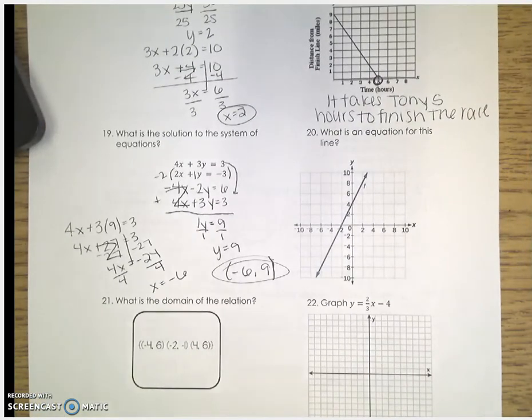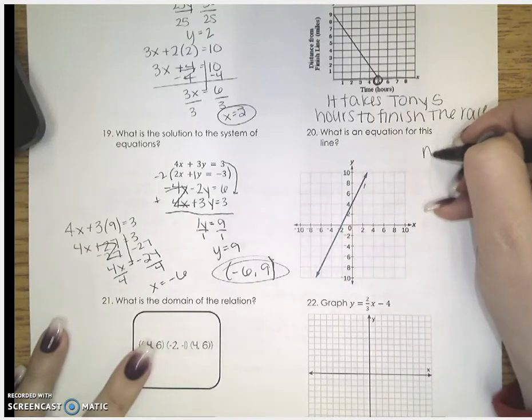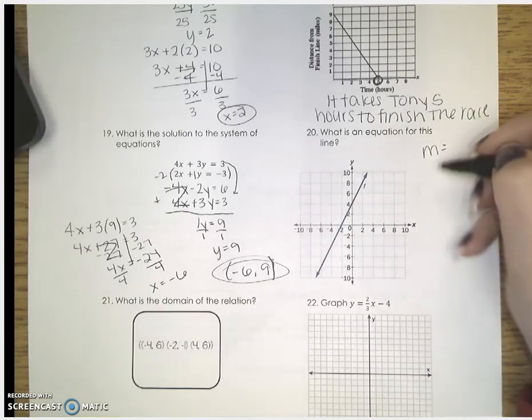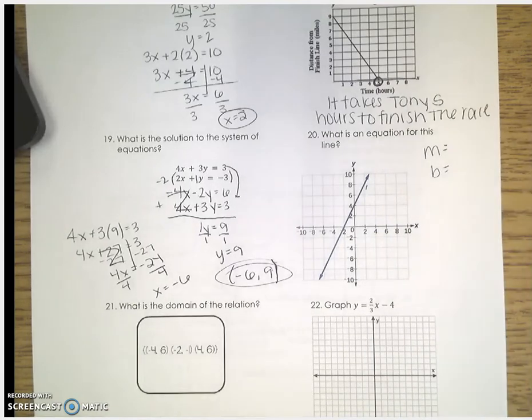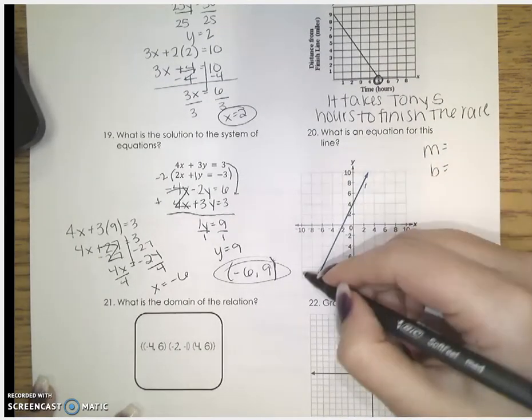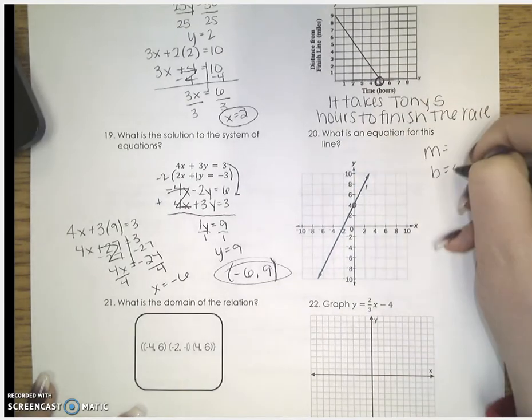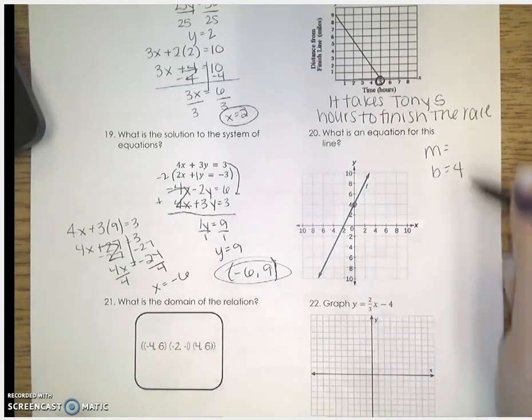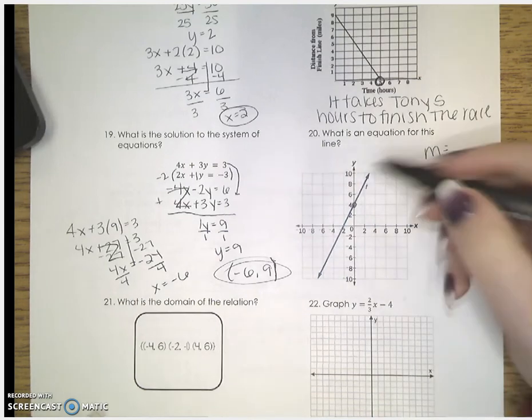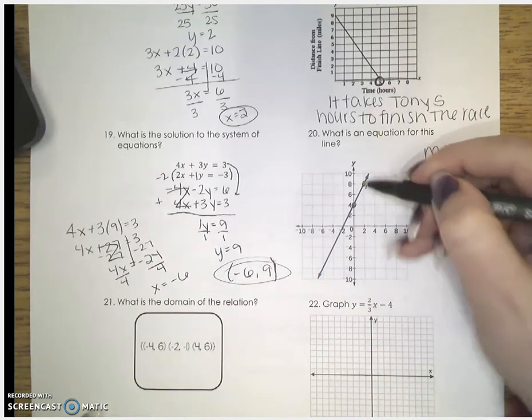Number 20, we've done a couple times now. It says, what is an equation for this line? To write the equation, I need the slope and I need the y-intercept. The y-intercept is easy to find. It is where the equation crosses the y-axis, which is at this point. That point is 4.